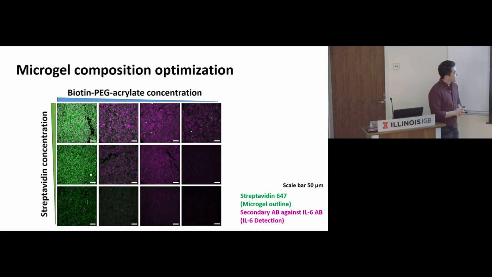So going through the optimization, just by varying streptavidin concentration and biotin PEG acrylate concentration, of course you're going to have some dimming of the fluorescence, but you can see going from left to right here, I do start seeing all the microgels fluorescing rather than half or a few.